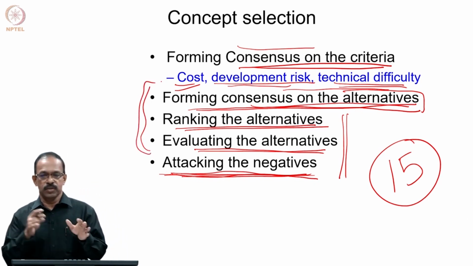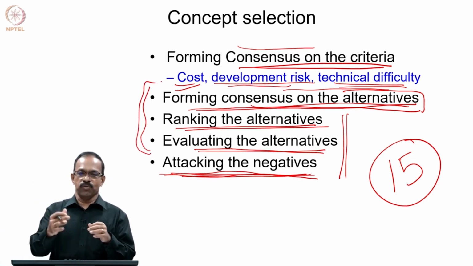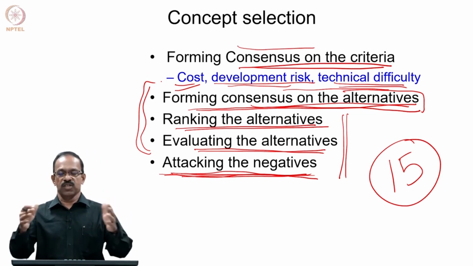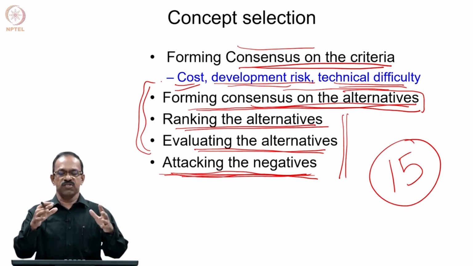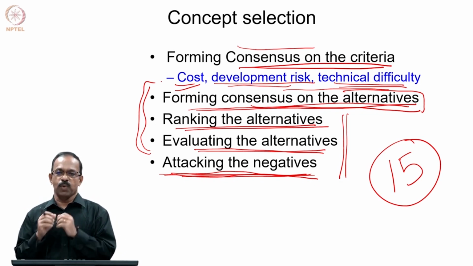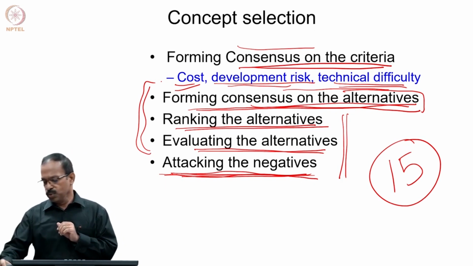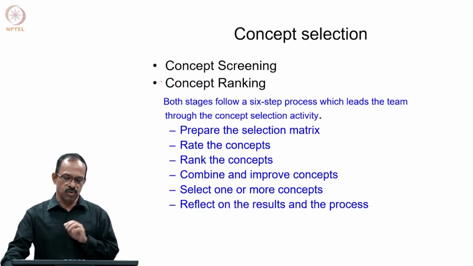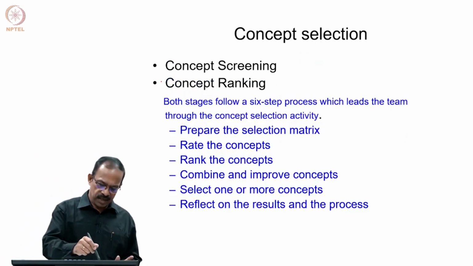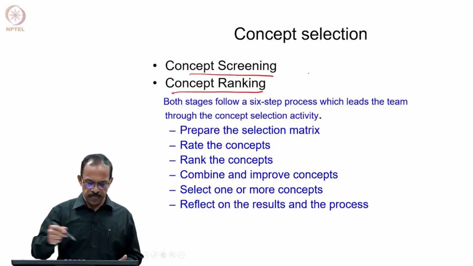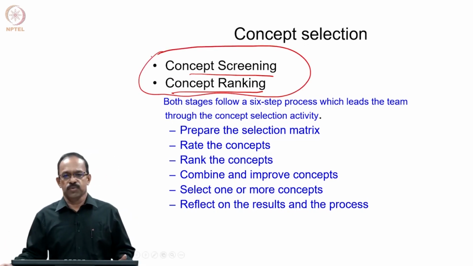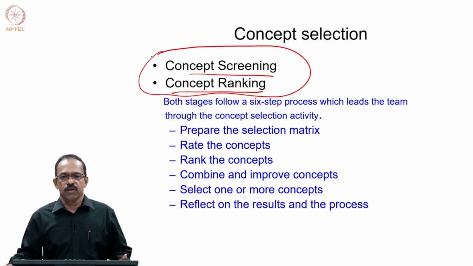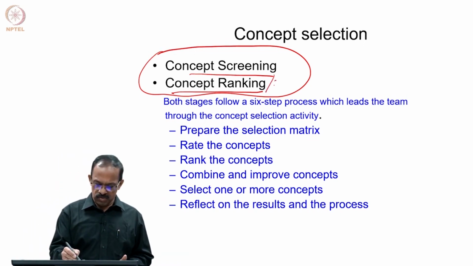So, as I told you, you cannot have the same kind of approach when you have a large number of alternatives or a smaller number. When it is a large number, you need to quickly bring it to a smaller number. So, we need to go through two stages in this, and as I told you, they are the screening and ranking or scoring. So, concept ranking or concept scoring. These are the two stages in the concept selection process. We call them concept screening and concept ranking or concept scoring.